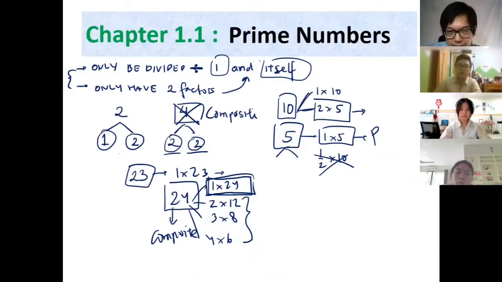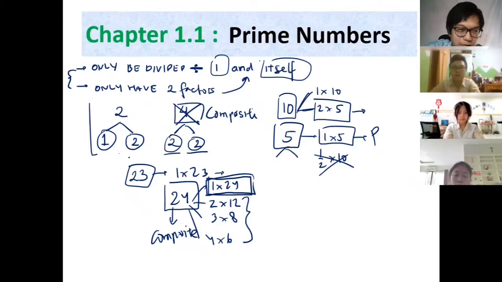So for the first chapter, we learn about the prime number. The prime number, as can be said, is a number that can only be divided by 1 and itself. And I add one more explanation: it only has two factors. Okay, so for example, 2. 2 is a prime number.